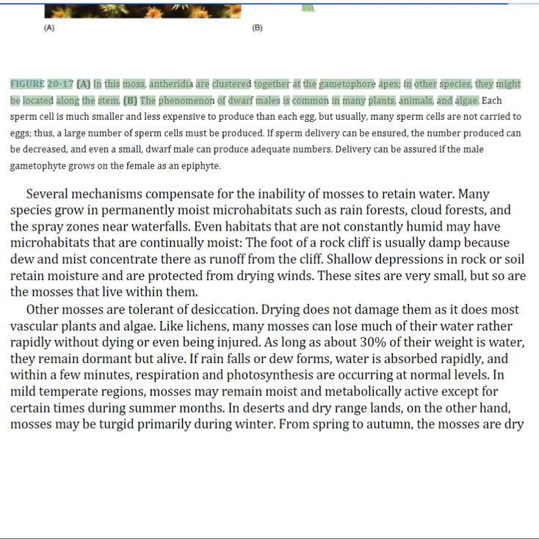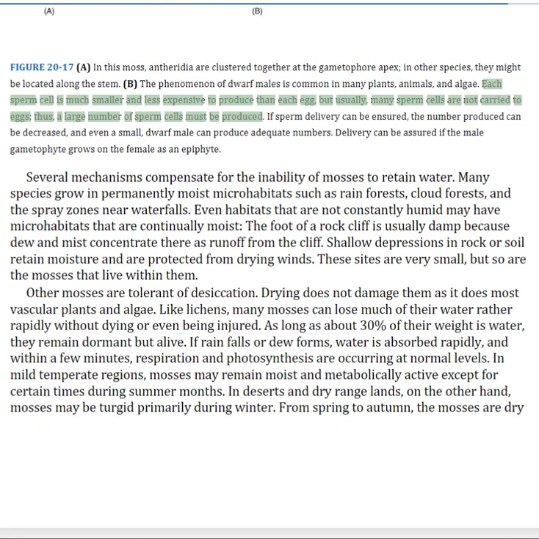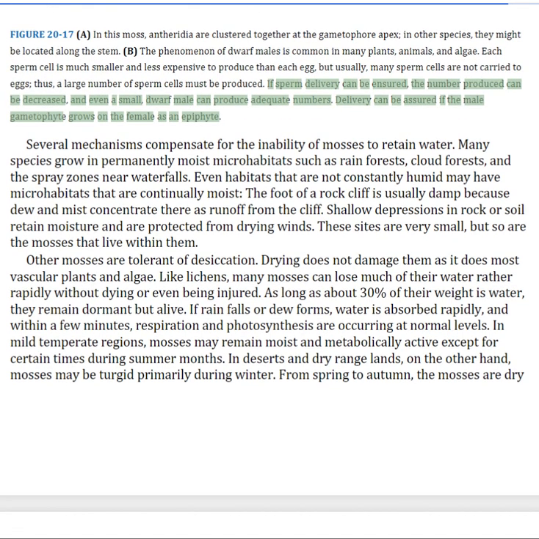Figure 20.17. In this moss, antheridia are clustered together at the gametophore apex. In other species, they might be located along the stem. The phenomenon of dwarf males is common in many plants, animals, and algae. Each sperm cell is much smaller and less expensive to produce than each egg, but usually many sperm cells are not carried to eggs, thus a large number of sperm cells must be produced. If sperm delivery can be ensured, the number produced can be decreased, and even a small, dwarf male can produce adequate numbers. Delivery can be assured if the male gametophyte grows on the female as an epiphyte.